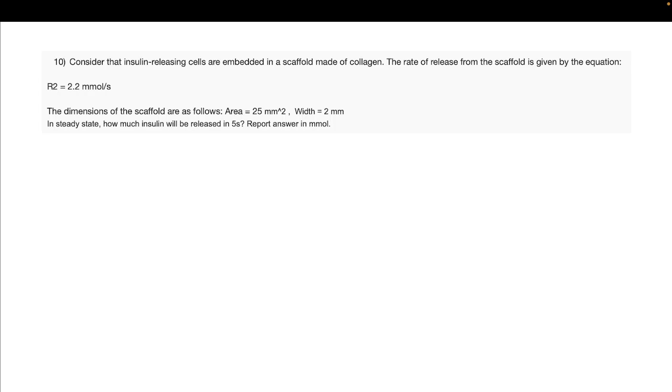session. So the last question is, consider that insulin releasing cells are embedded in a scaffold made of collagen. The rate of release from the scaffold is given by the equation which is displayed on the screen, and the dimensions of the scaffold are as follows: area is given, width is given. So in steady state, how much insulin will be released in 5 seconds? And we have to give our answer in millimoles. You guys can quickly solve this and let me know. I'll wait for you.